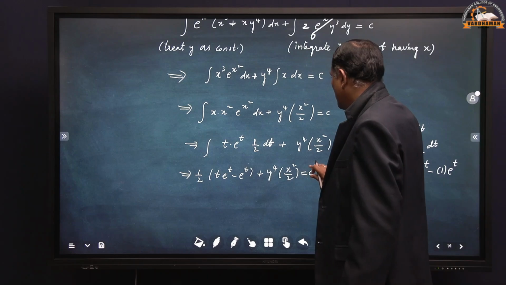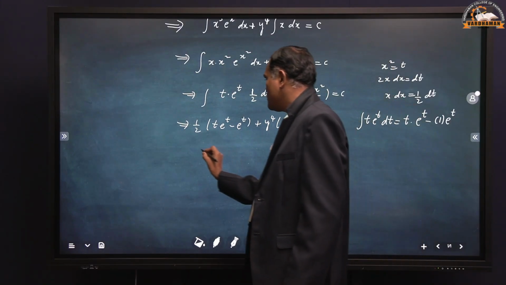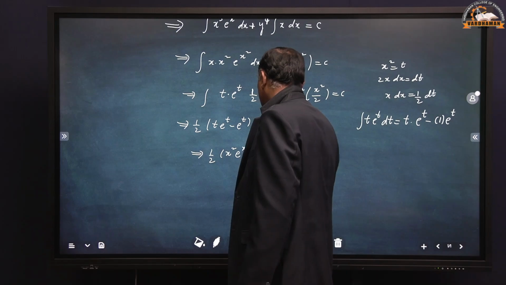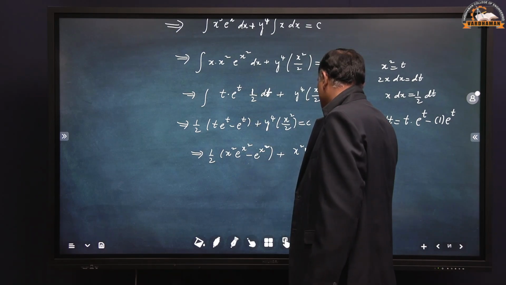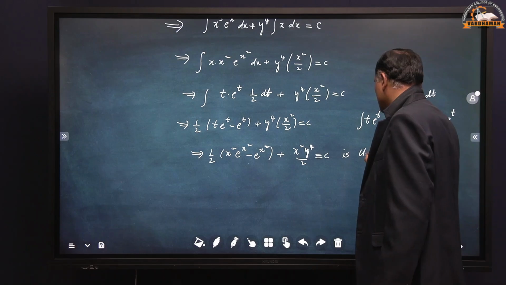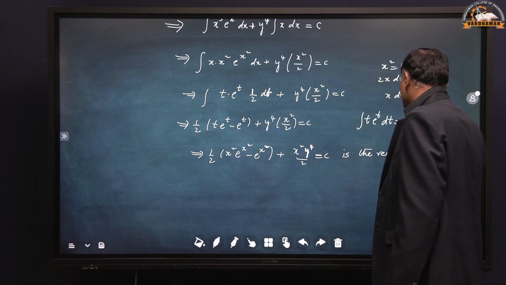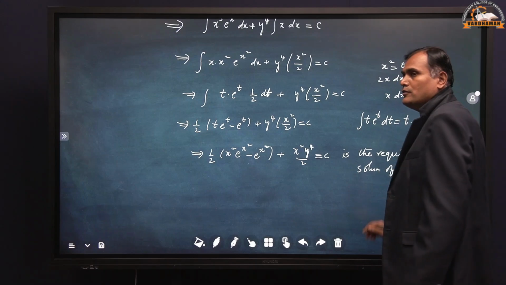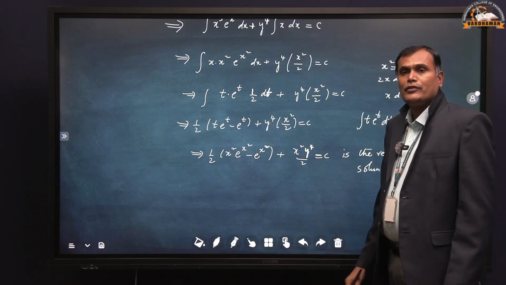Now let us substitute what t is here. Here t equals x square, so we get e power x square, like this, plus y power 4 by 2. We can further simplify this. This is the required solution of 1. Now this is the way to find the solution of a non-exact differential equation.